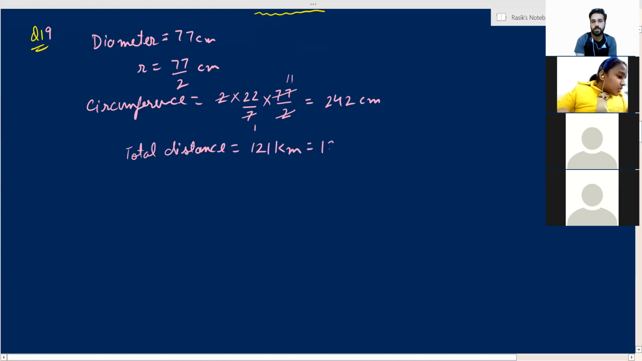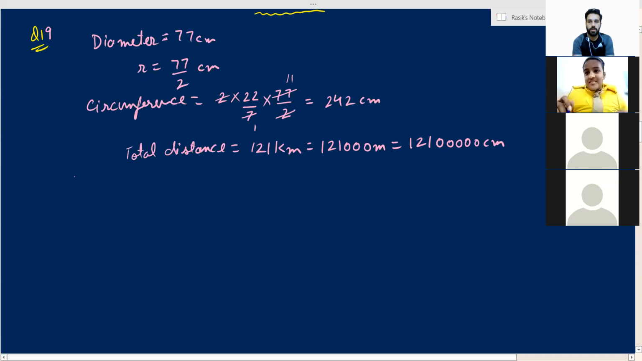Can we say that it is equal to 121,000 meters? And can we say that it is equal to 12,100,000 centimeters? Are you all getting it? How to change kilometer into centimeters? So the total distance is 121 followed by 5 zeros centimeters.